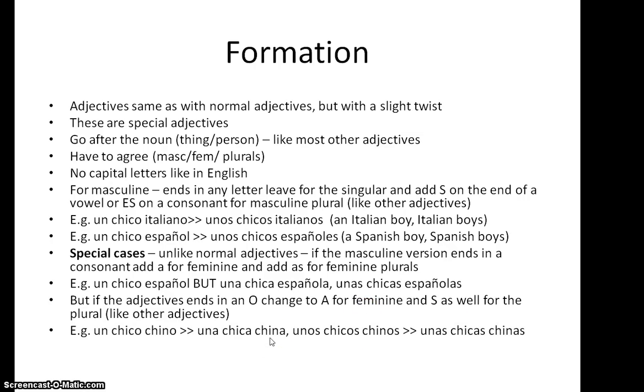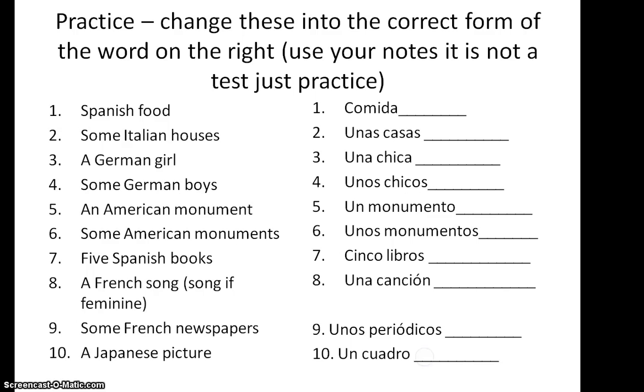So un chico chino, una chica china, so it ends in an o, you just change that o to an a for the feminine. Unos chicos chinos, and for the feminine plural, unas chicas chinas. So a Chinese boy, a Chinese girl, some Chinese boys, some Chinese girls. Okay, right. So let's have some practice. These are the words in English, and I've started them off for you in Spanish.